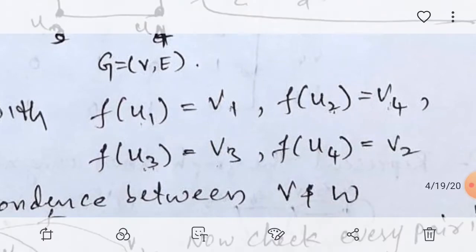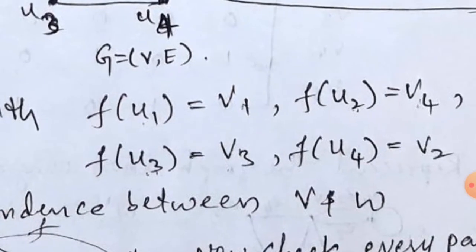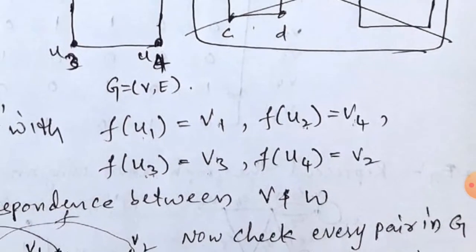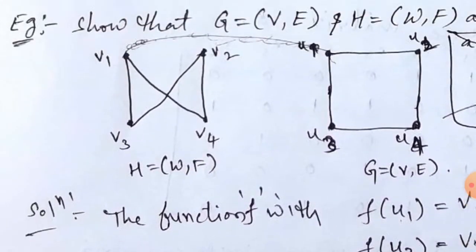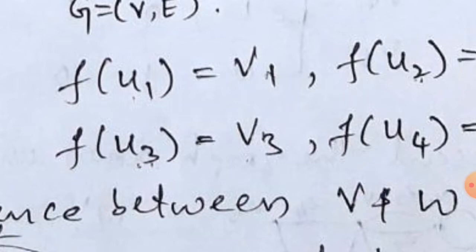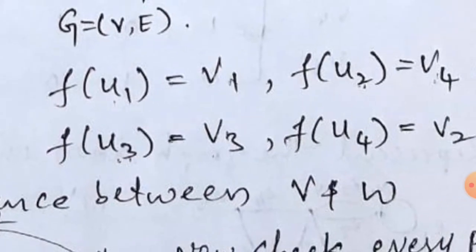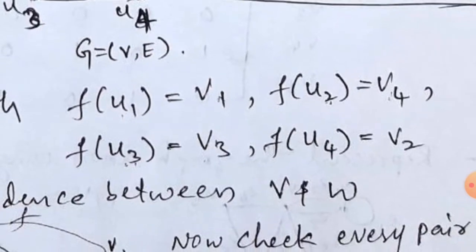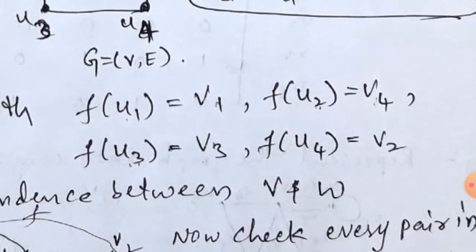Then f of u1, f of u3 is v1, v3. If u1, u3 have an edge, then there should be an edge between v1, v3 also. Observe v1, v3: there is an edge. Like this, not only these two pairs, we have to compare u1 with every other vertex, u2 with every other vertex, u3 with every other vertex, and u4 with every other vertex. We have to compare their images. If we compare u1 u3, their images v1 v3 we have to compare.